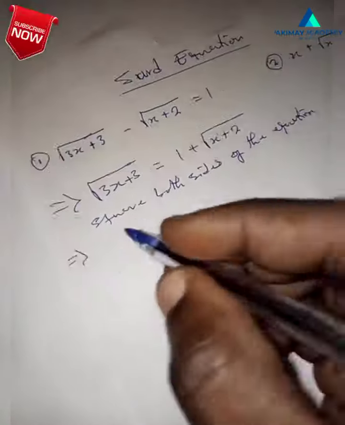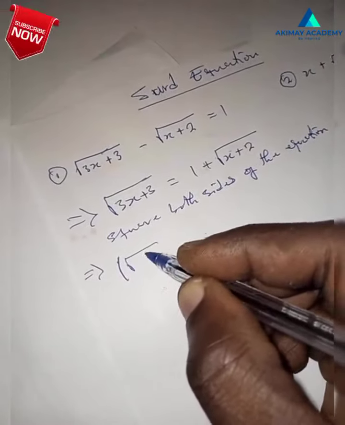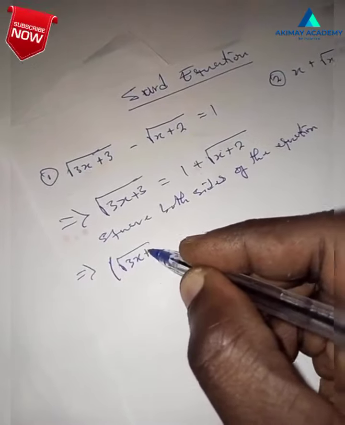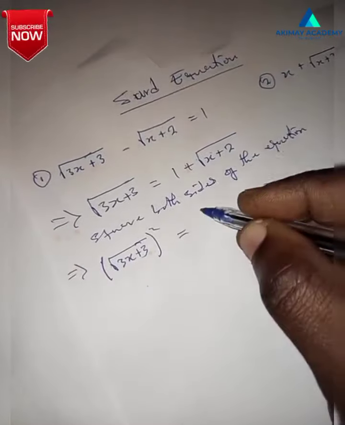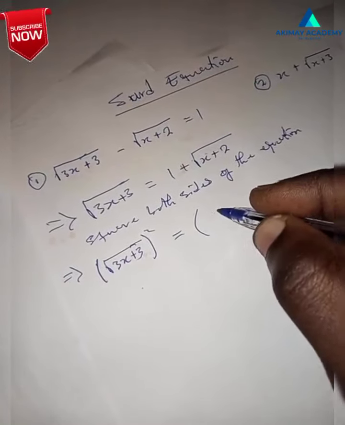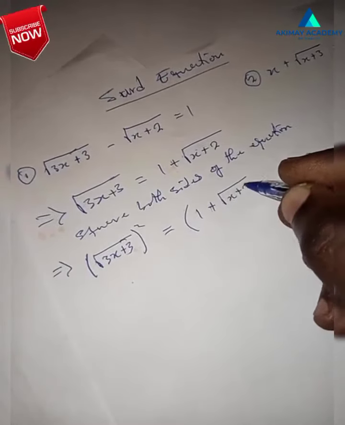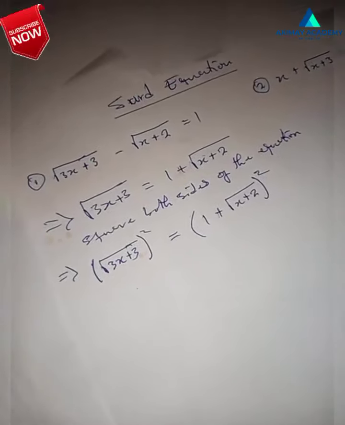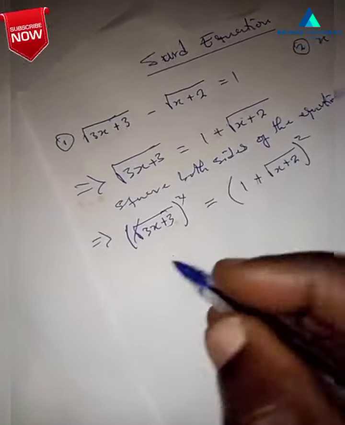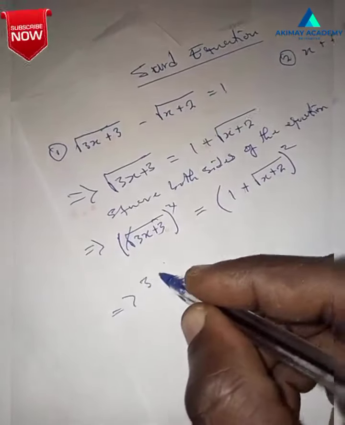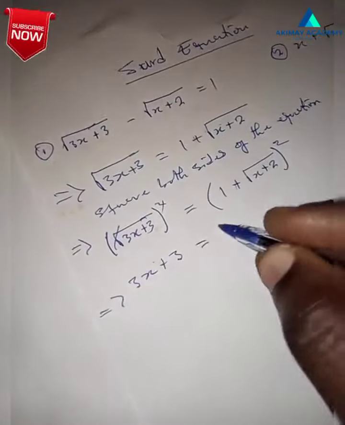If that's the case, then we'll be having square bracket open 3x plus 3 all square. This one should be equals to, we are squaring both sides, so here we put them together, we have 1 plus square root of x plus 2, all square like this. Okay, so that this square over here will cancel the square root here, and we'll be left with 3x plus 3.